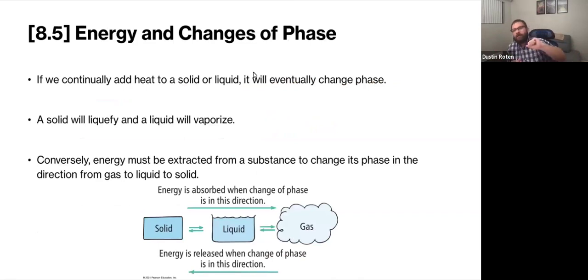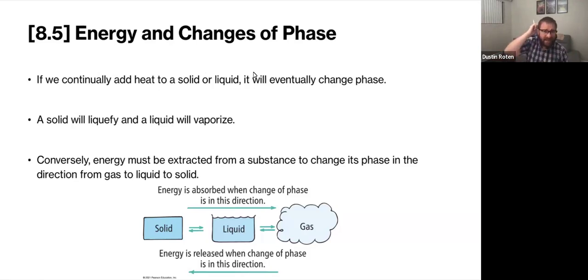Okay. So we've talked about these processes where we can go from a liquid to a gas through evaporation or boiling. We can go from a solid to a liquid through melting. We can go the other way through freezing. We can go from gas to a liquid through condensation. So here we're going to put all this together and talk about energy and changes of phase.